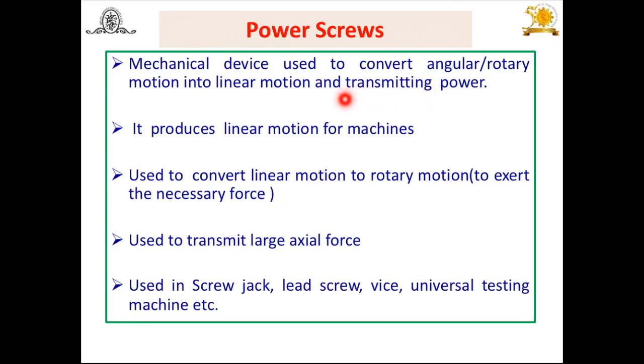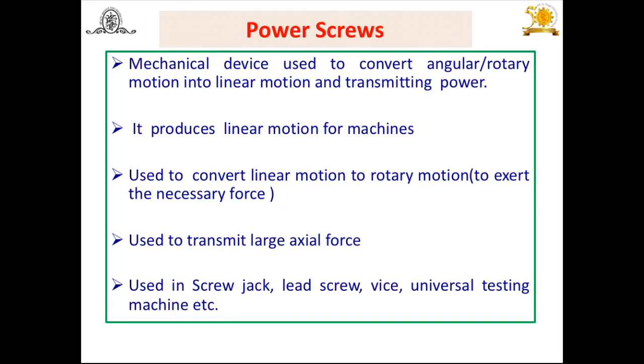That's why a power screw is a mechanical device used to convert rotary or angular motion into linear motion and transmit power. It produces linear motion for machines where linear motion is required in different applications or in machine tools. In some cases the main purpose is to convert linear motion to rotary motion, to exert the necessary force. It is also used to transmit axial force, and its main applications, as I have already told, are in screw jack, lead screw, vice, universal testing machines, and other applications.